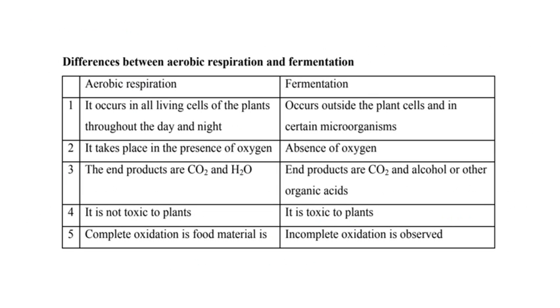Let us see the difference between aerobic respiration and fermentation. It occurs in all living cells of the plants throughout day and night. It occurs outside the plant cells, in certain microorganisms. It takes place in the presence of oxygen, and it takes place in absence of oxygen. End products are CO2 and H2O. End products are CO2 and alcohol or other organic acid. It is non-toxic to plants. It is toxic to plants. Complete oxidation of food material is observed.